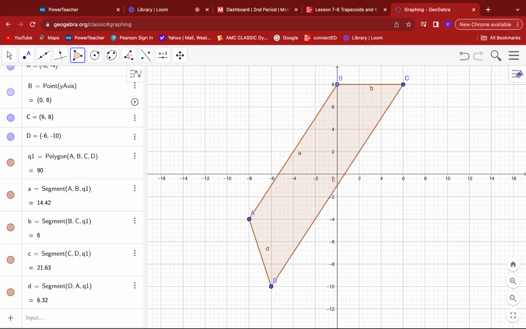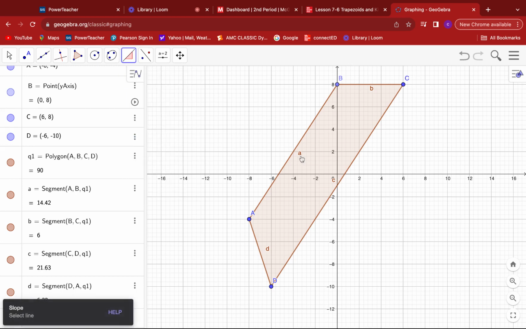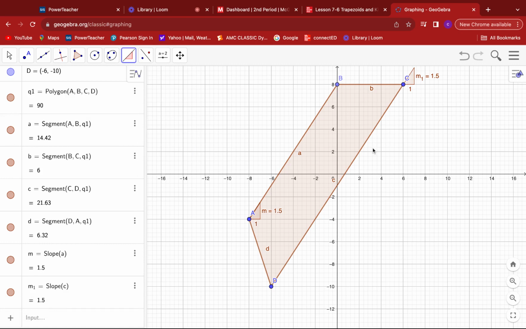Show that QRST is a trapezoid and determine whether QRST is an isosceles trapezoid. To be a trapezoid, I have to have a set of parallel sides, and it looks like that's going to be AB and DC, so let's test that. Instead of clicking on angle, I'm going to click on slope because I want to know if those slopes are the same. Slopes of lines that are the same are parallel. AB has a slope of 1.5. DC has a slope of 1.5. So yes, these are parallel to each other.